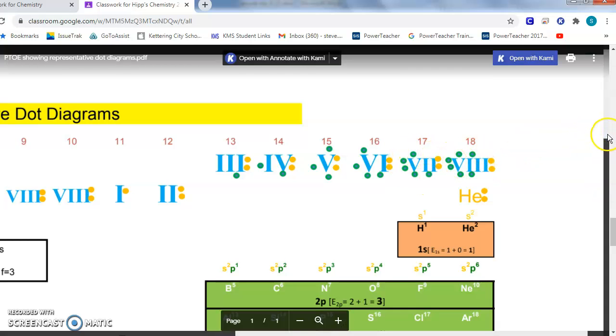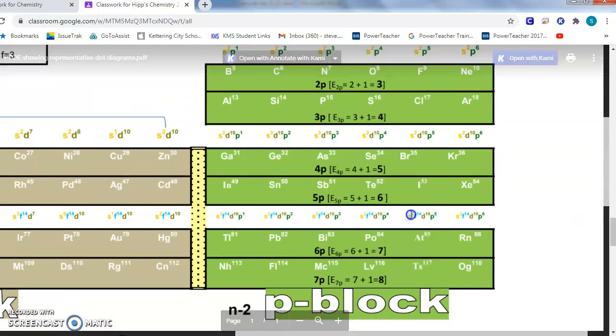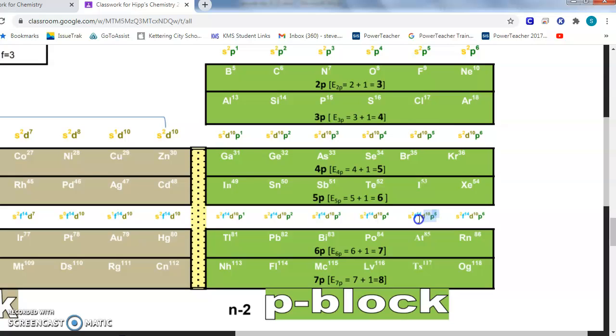It's in family Roman 7. And once again, it's right down here. 2 in the s and 5 in the p. We don't dot the f and d electrons because those are inner levels. Astatine actually has electrons in the 4f and the 5d.